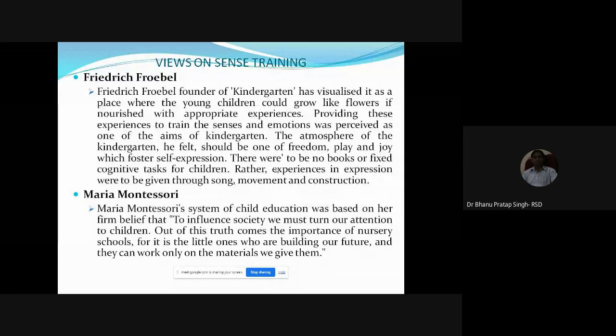So for sense training, what did Froebel say? We all know that Froebel is the founder of the kindergarten. He visualized it as a place where young children could grow like a flower and be nourished with appropriate experience.